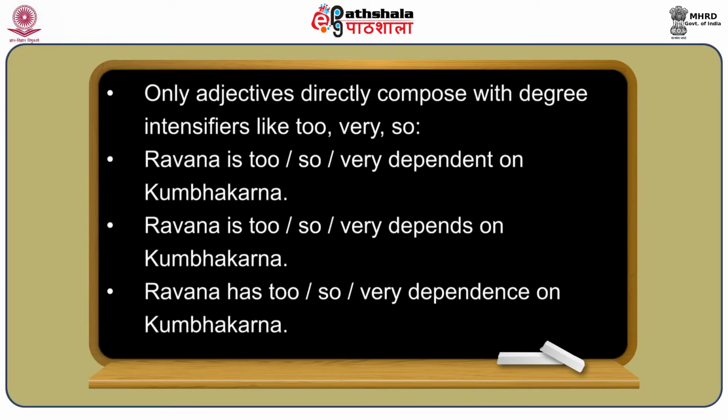Only adjectives directly compose with degree intensifiers like too, very, so. If you say Ravana is too, so, or very dependent on Kumbhakarna, you get good sentences. But it's ungrammatical to say Ravana is too, so, very depends on Kumbhakarna. Ravana has too, so, very dependence on Kumbhakarna. Okay? So these cannot combine with verbs, these cannot combine with nouns, but they can with adjectives.